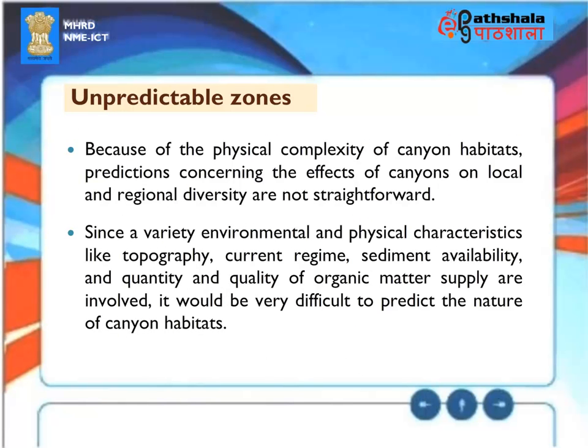Unpredictable zones. Because of the physical complexity of canyon habitats, predictions concerning the effects of canyons on local and regional diversity are not straightforward. Since a variety of environmental and physical characteristics like topography, current regime, sediment availability, and quantity and quality of organic matter supply are involved, it would be very difficult to predict the nature of canyon habitats.